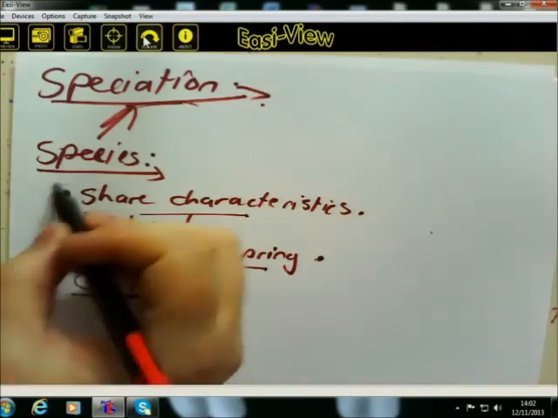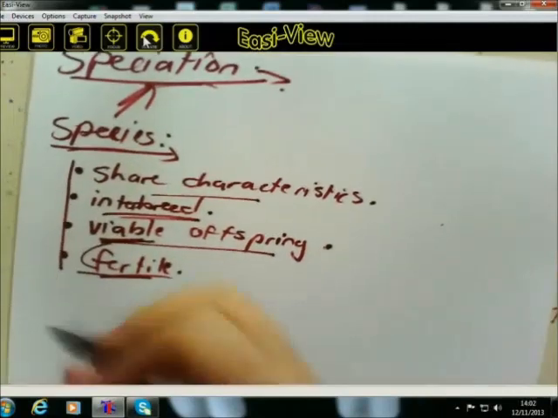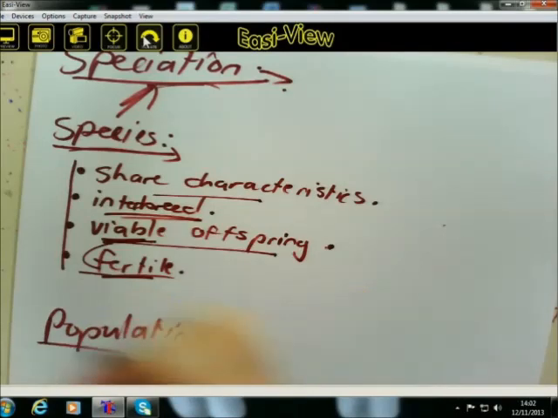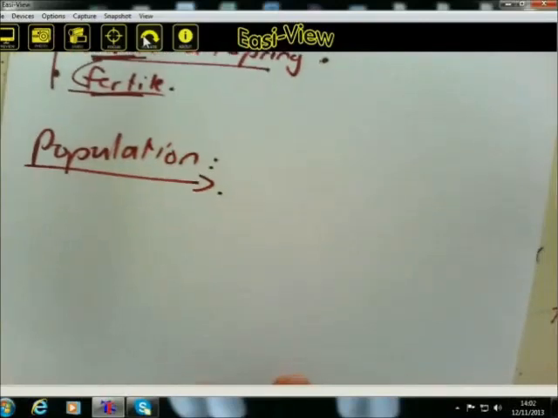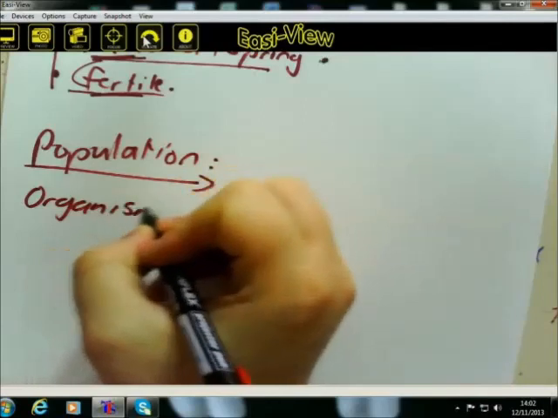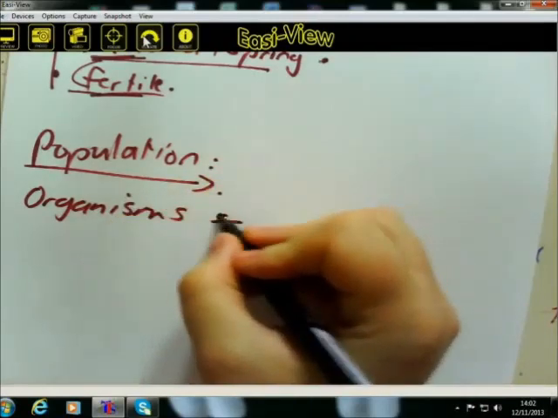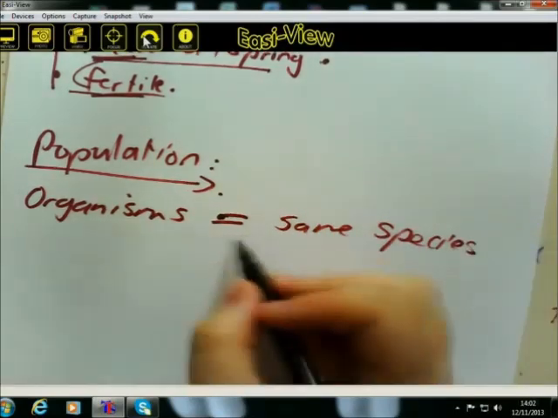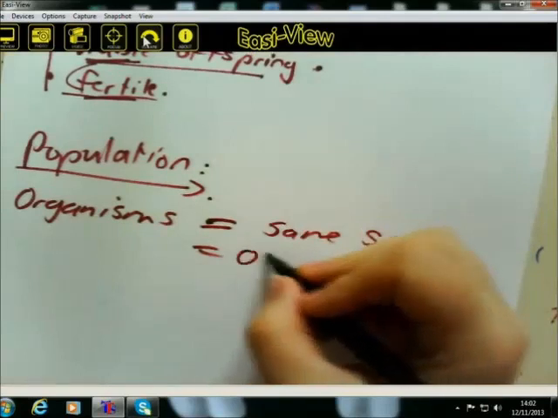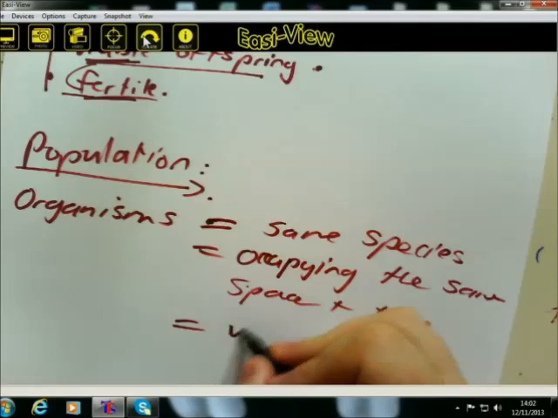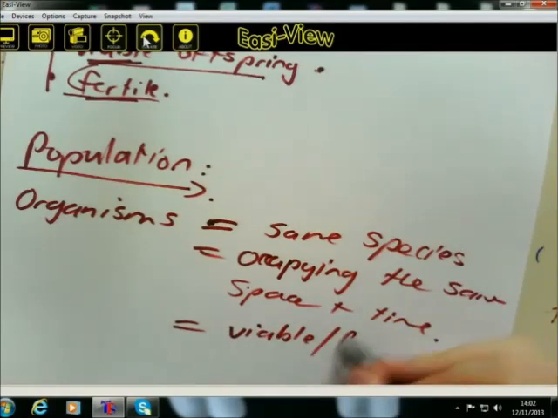Okay, so with those 4 things explaining a species, the next thing we have to know is a population. And a population is a group of organisms that belong to the same species, that are occupying the same space and time, and are also able to interbreed and produce viable, fertile offspring.